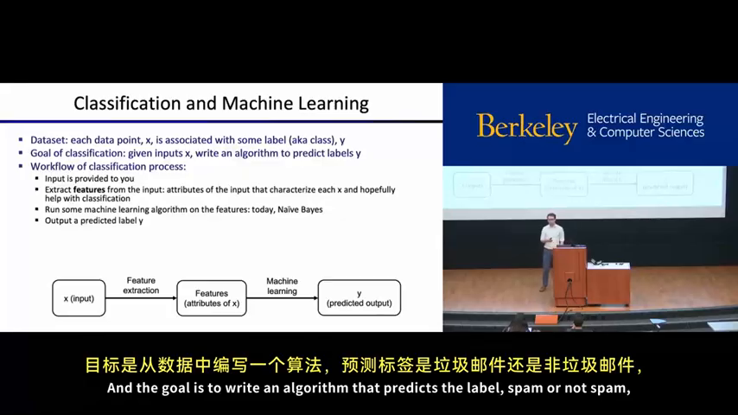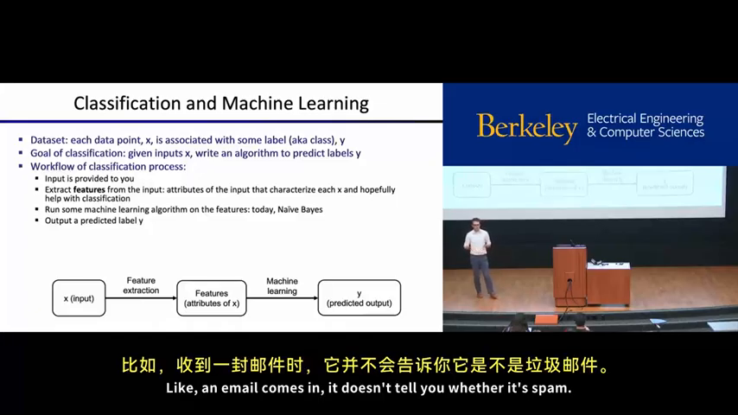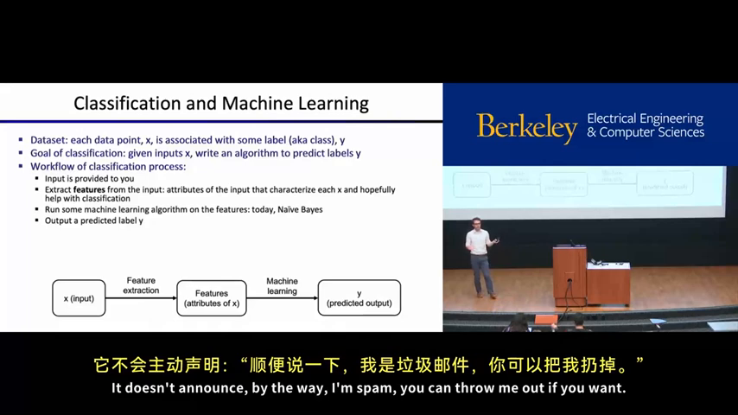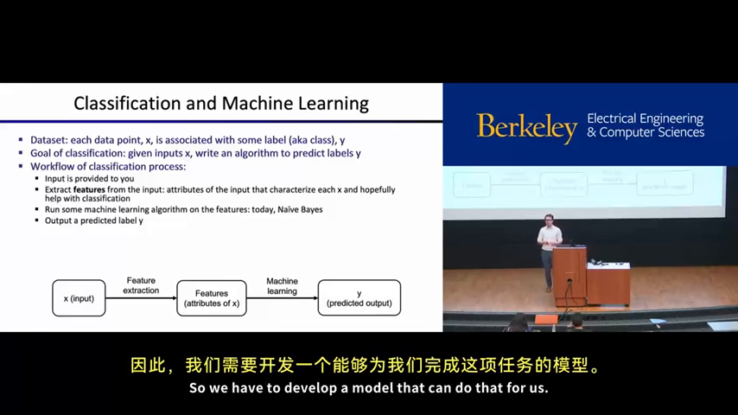And the goal is to write an algorithm that predicts the label, spam or not spam, from the data without knowing spam or not spam, right? An email comes in, it doesn't tell you whether it's spam. It doesn't announce, by the way, I'm spam, you can throw me out if you want. That would be nice if it did, but that's not how it works. So we have to develop a model that can do that for us.